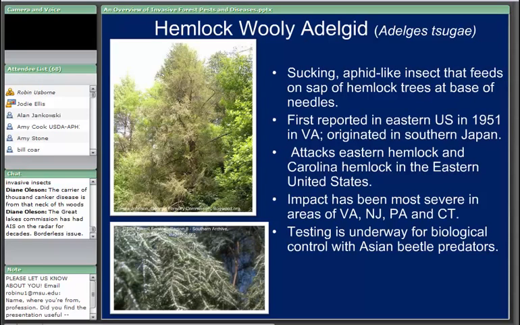But in case you don't know what an adelgid is, it's kind of like an aphid, and it feeds on sap. It has those funny mouth parts where it pierces down and sucks the sap right out of hemlock trees. At the base of the needles is where they attack. It was first seen in the eastern U.S. in 1951, and they have established that this population that was found in Virginia actually originated in southern Japan, so it came over on some product from Japan.